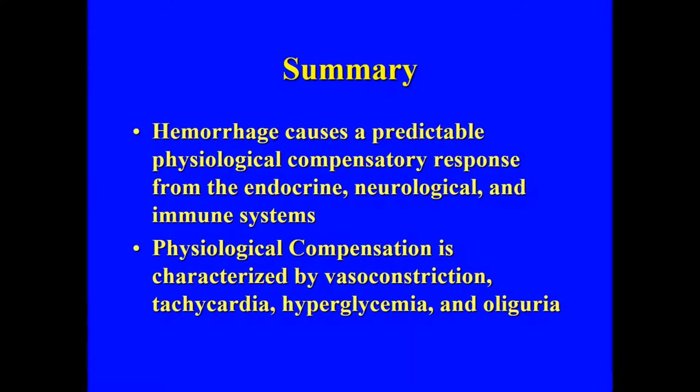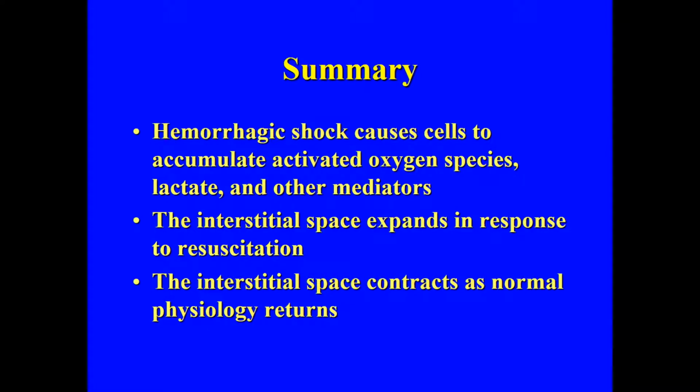In summary, hemorrhage causes a predictable physiologic compensatory response from endocrine, neurological, and immune systems. Physiologic compensation is characterized by vasoconstriction, tachycardia, hyperglycemia, and oliguria. Hemorrhagic shock causes cells to accumulate activated oxygen species, lactate, and other mediators of inflammation. The interstitial fluid space expands in response to resuscitation, and it contracts as normal physiologic homeostasis returns.